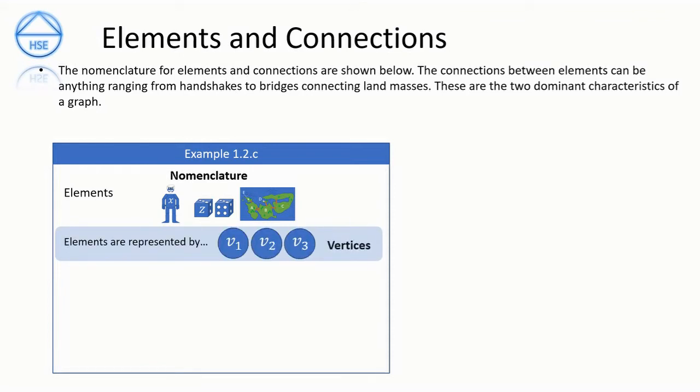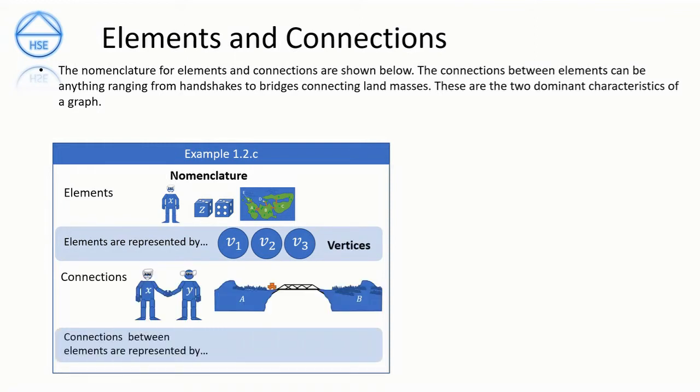The connections between elements can be anything ranging from handshakes to bridges connecting land masses. These are the two dominant characteristics of a graph. They are what you see. Just like when you look at a cake, you see a cake and not its recipe. Elements that we covered in the previous presentation are represented by points called vertices. Connections are represented by line segments called edges that connect two vertices.